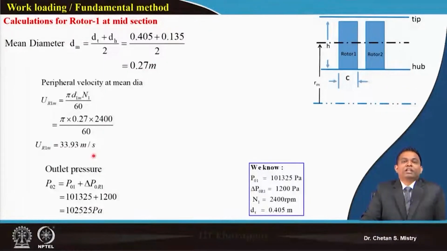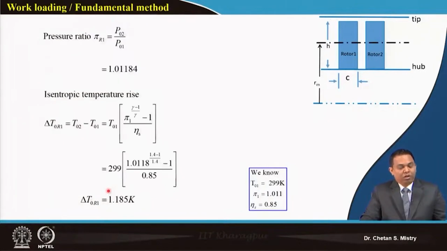So purposefully this data has been given so that you get the idea how to do the calculation if those parameters are not known, and only a few required parameters are known to you. Okay. Now for my outlet pressure, what we have assumed is that we are expecting our total pressure rise by rotor 1 to be 1200 Pascal. So my total pressure at the mid station at the outlet will be P01 plus delta P0.